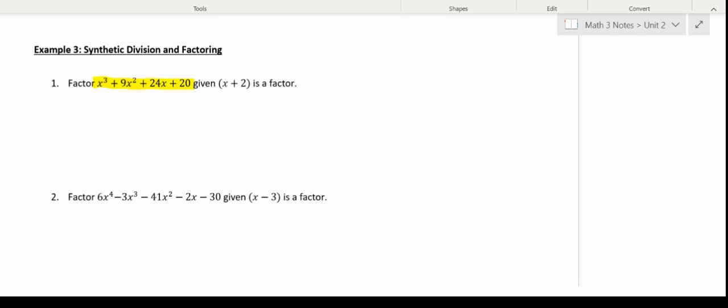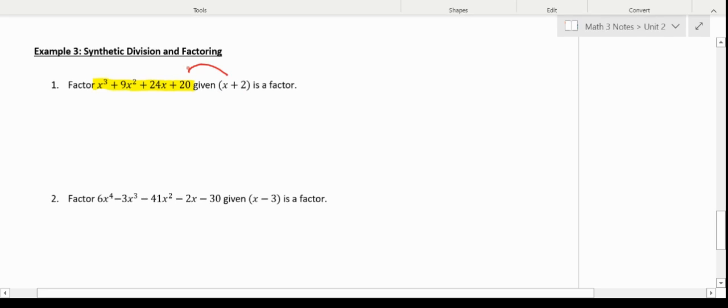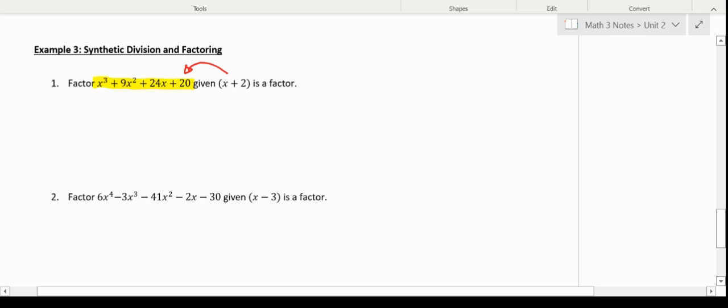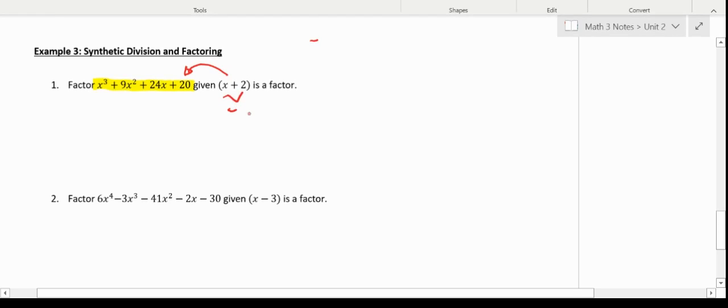of x plus 2. So what that means is I can divide x plus 2 into this and get something that doesn't have a remainder. So that means we're going to actually do synthetic division. So I'm going to take the opposite sign, and this is a minus 2.